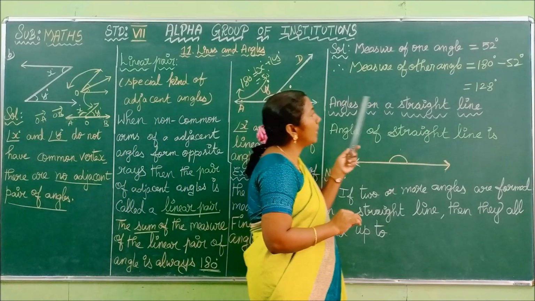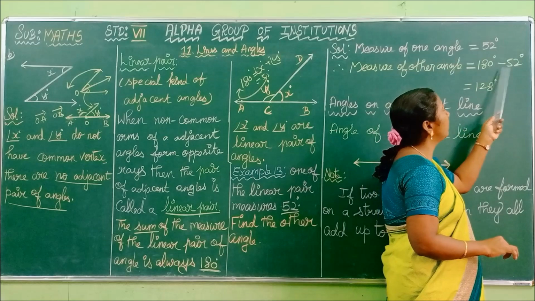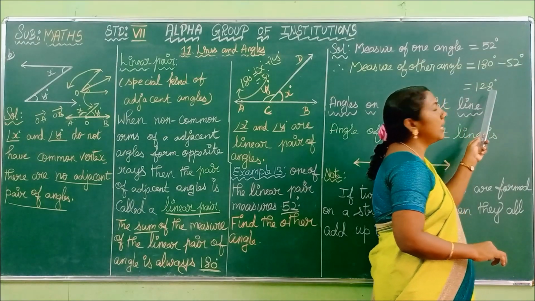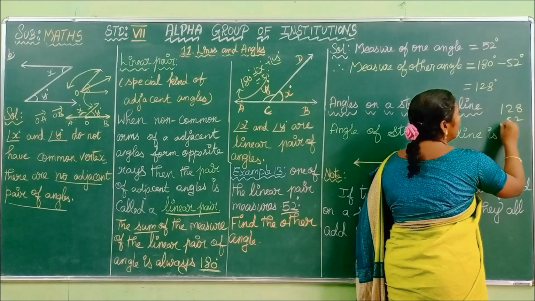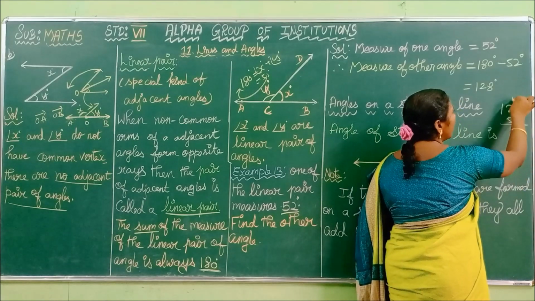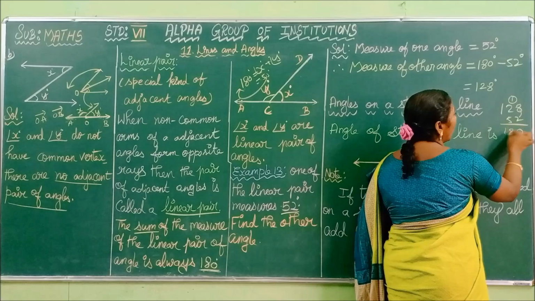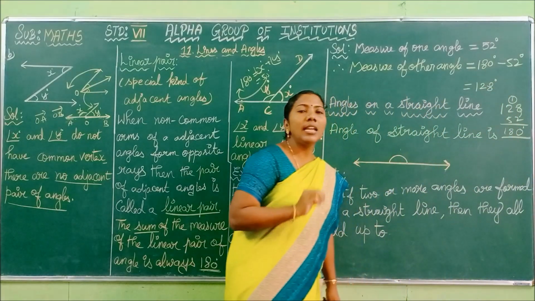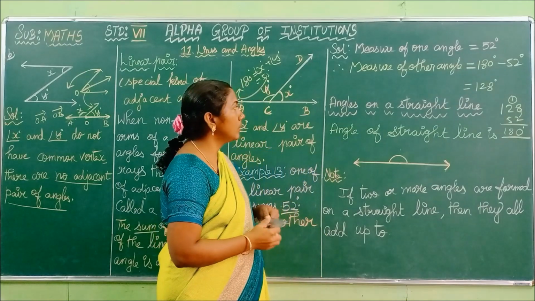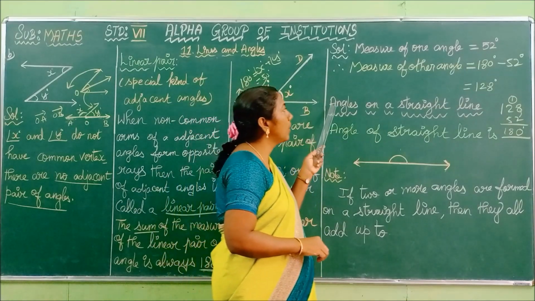Okay. So our answer is 180 minus 52. So what is your answer? 128. If you add 128 with 52, what is your answer? 8 plus 2, 10. Remainder 1, 3, 8, 180 degrees. Thus 52 and 128 are a linear pair. Okay. Next, see the next concept.